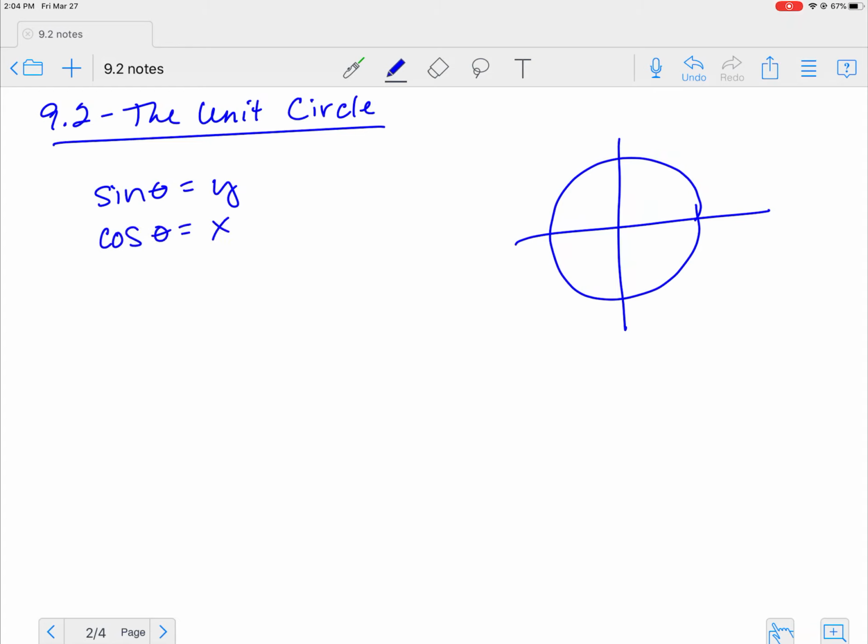If I'm looking at my unit circle, sine is going to be the y values. Cosine will be your x values, all right? So whatever theta is, if I'm looking at this point right here, and this is theta, and I have my x, y coordinate on this circle, your x value here is going to be indicative of the cosine of that angle measurement. Your y value is the sine of that angle measurement, all right?